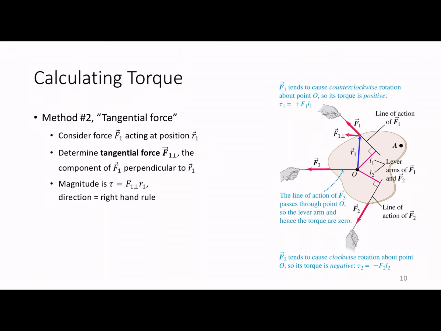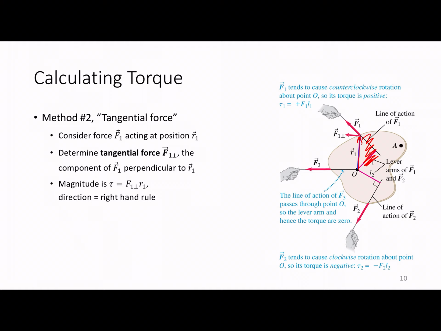So that's one way of calculating torque that works very well. There's another choice which also works perfectly well, gives the same exact answer. It's called the method of tangential force. So this is just a slight variant. Now what I'm going to do is I'm going to forget about my lever arm, so forget about all this. I'm just going to draw my radius vector R1 that goes from the rotation axis to the point of contact, and then I'm going to take my force F1.